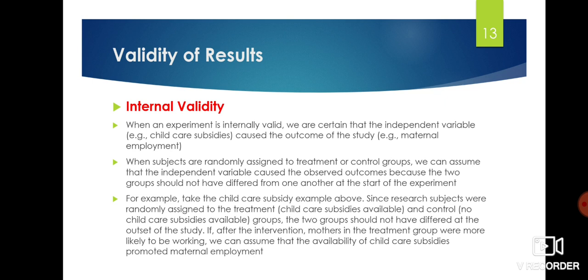So, by this means, bukod sa hindi successful yung iyong research study, ibig sabihin, mababa din yung internal validity ng iyong study because you failed to actually use your independent variable, which is yung mga childcare subsidies sana or yung benefits. Nakuha, class? Okay, when the subjects are randomly assigned to treatment or control groups, we can assume that the independent variable caused the observed outcomes because the two groups should not have differed from one another at the start of the experiment. So, dun din sa internal validity, dapat maingat ka din with your subjects.